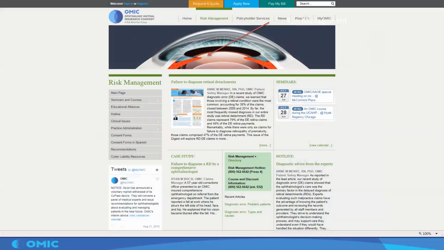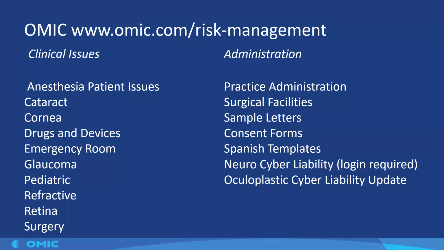So again, I would invite you to our website, omic.com. Under the risk management tab, you will see the hotline issues that I mentioned, clinical issues, practice administration, consent forms, risk management recommendations, and even cyber liability resources. Here is some of our information and how it is organized on our website under clinical issues as well as administration.